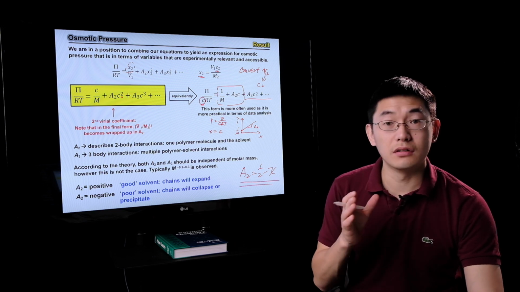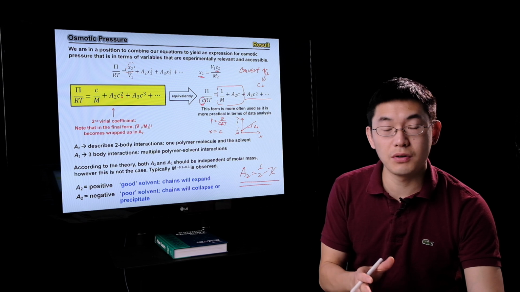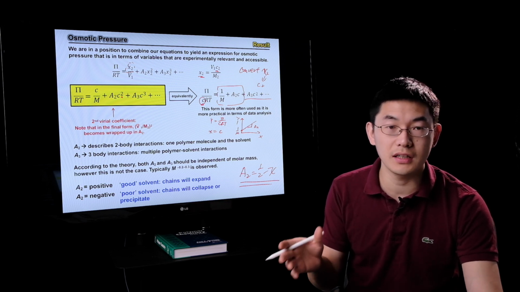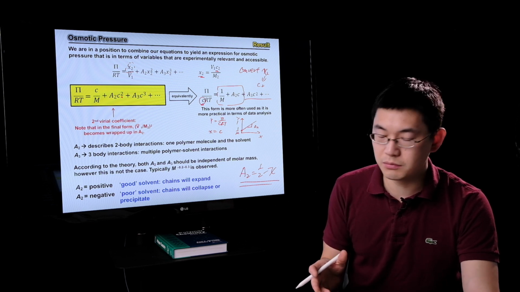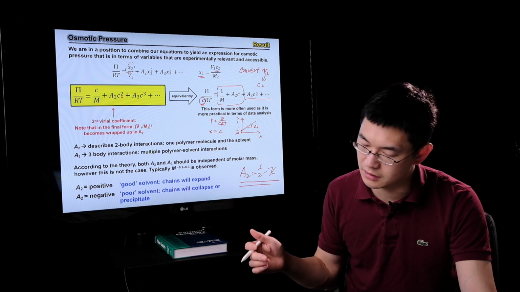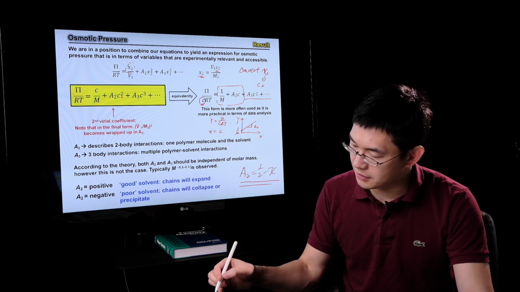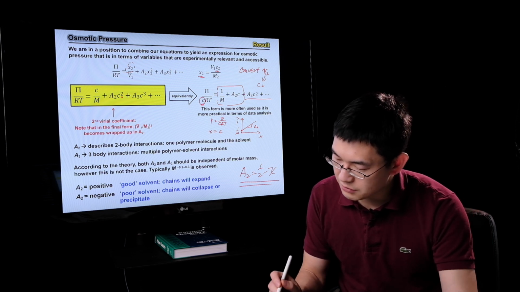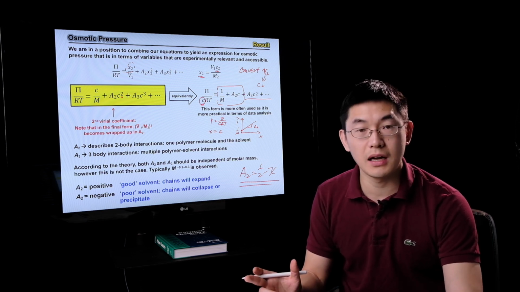Okay, so A2 is equal to 0.5 minus chi. That's how these two parameters are actually linked. We will go through a few more mathematical calculations to link these two together. But for now, what you need to know is the equation here. And how does this relate to the chi parameter?